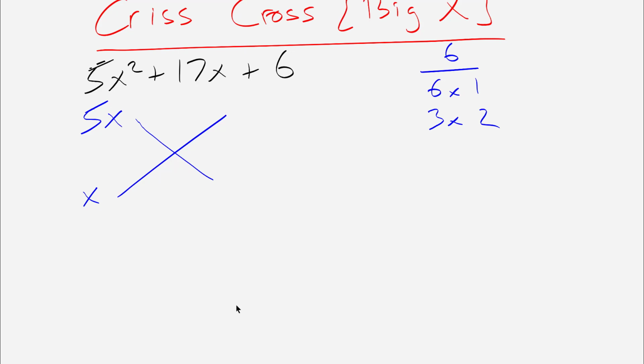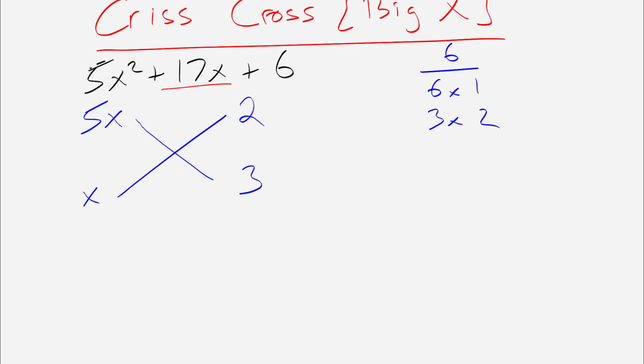So if I start with the 3 and 2, let's say I put the 2 here and the 3 here. And we do our multiplication check. 5x times 2, that's 10x. X times 3, that's 3x. There is no way to combine a 10x and a 3x under addition or subtraction to get 17x. So this layout is not correct. Let's try again. Let's swap the position of the 2 and the 3. So let's put the 3 here and the 2 here.